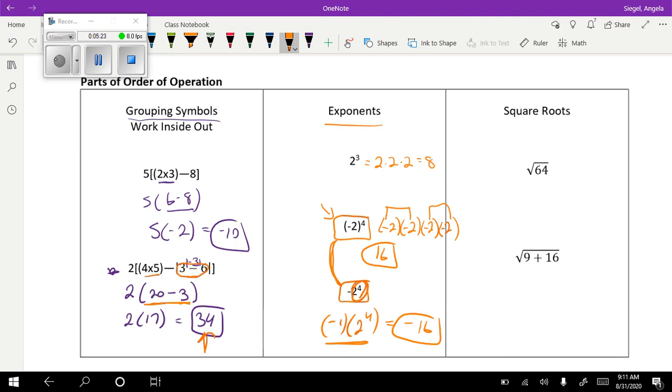Square roots, let's review that. So the square root of 64, if you can take the square root, go ahead and do that. And then think about this as parentheses. So I would simplify that first and then take the square root of that.